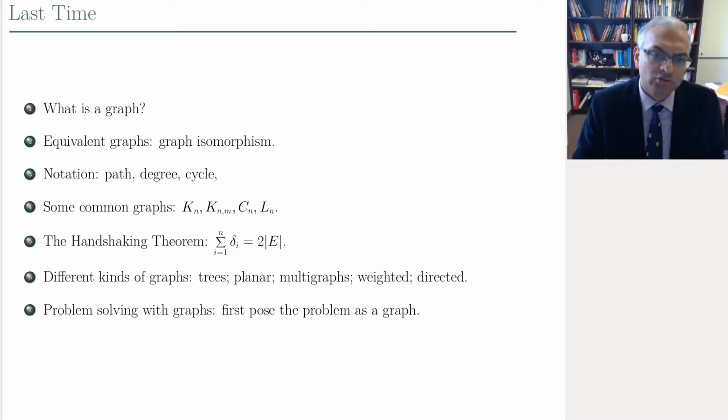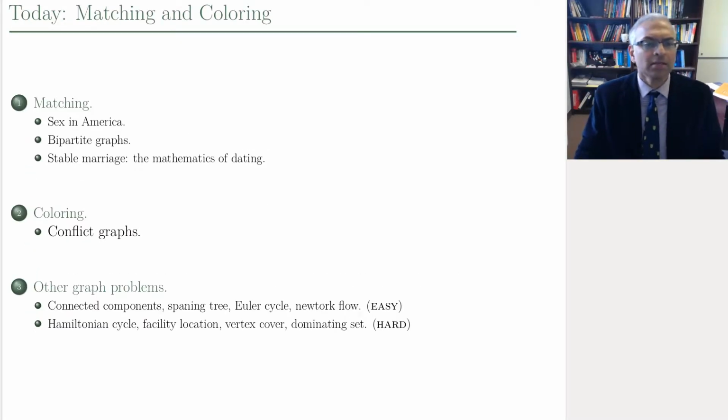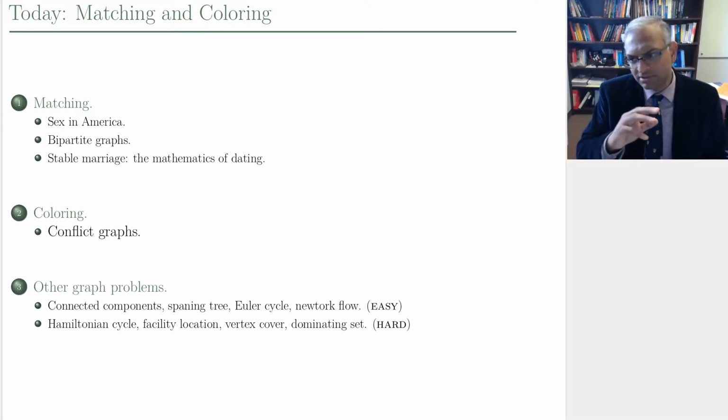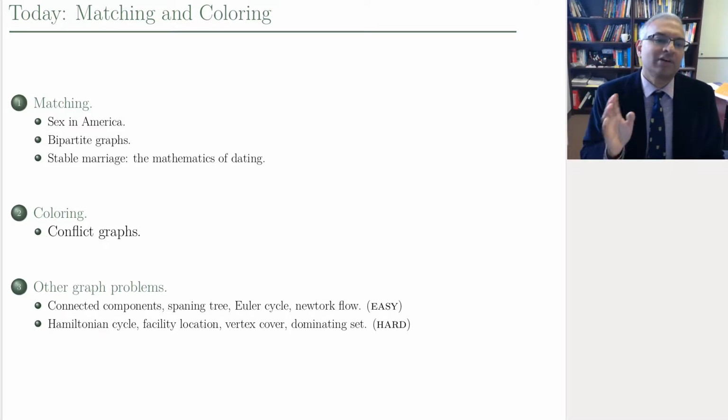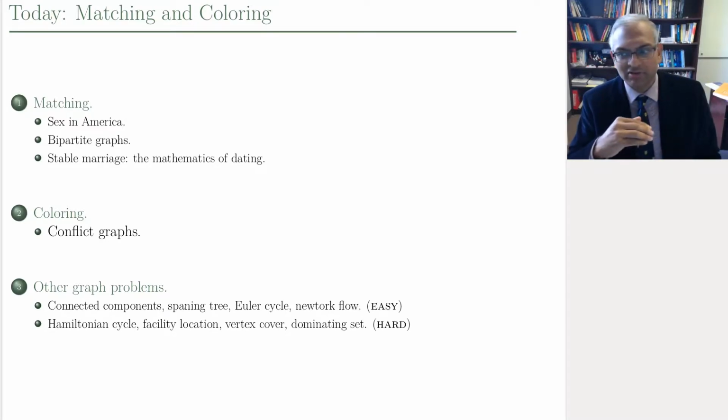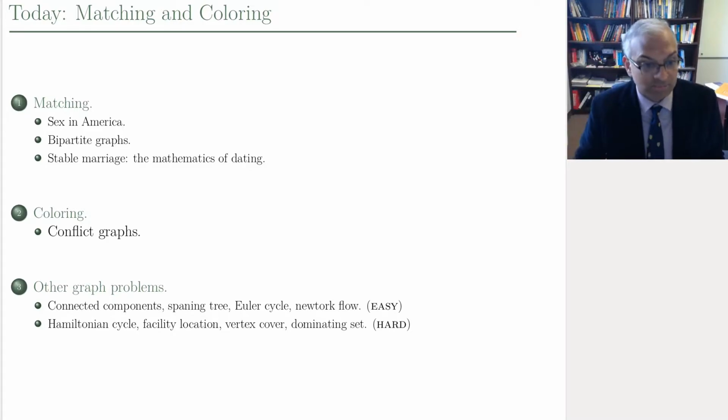Now, what are we going to talk about today? Today we're going to talk about matching, in particular bipartite matching. So we're going to introduce this concept of the bipartite graph. We already saw the complete bipartite graph. And we'll see some applications to the optimal, stable dating, the mathematics of dating. I'll show you how to optimally date. Then we'll talk about another graph algorithm which is called coloring, and that's relevant to conflict graphs, which we talked about some time ago.